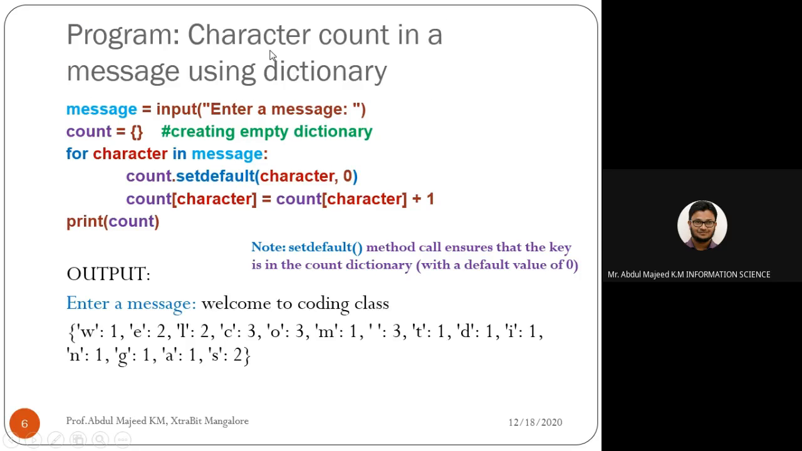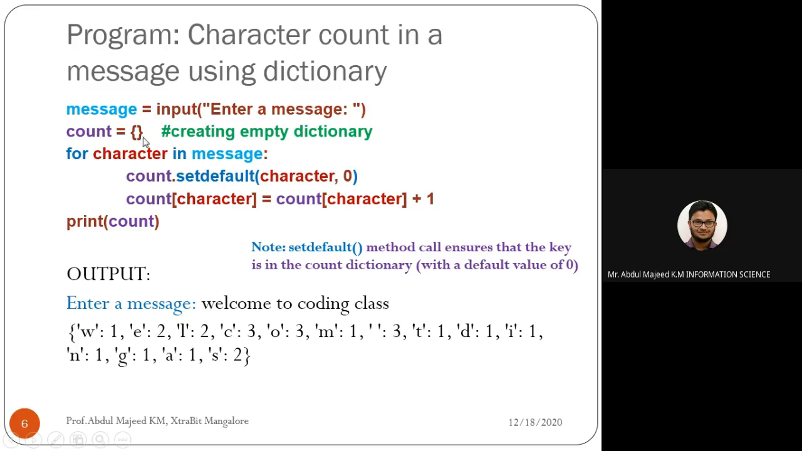Now, why do we need to use dictionaries? There are many uses. One use of a dictionary is counting characters in a message. So we can write a program to find the character count in a message using a dictionary. Okay, so first we need to take a message from the user. So message is equal to input, enter a message. Then we are creating a blank dictionary. Count is equal to empty curly braces, representing the blank dictionary.